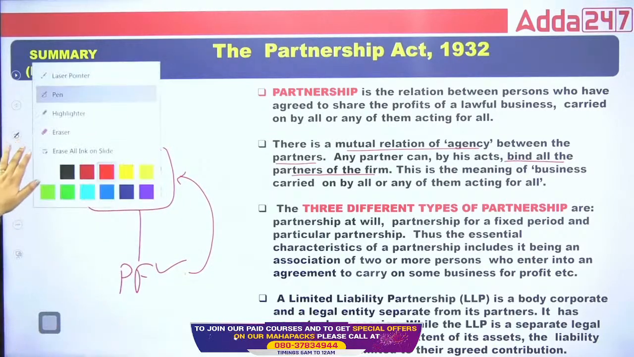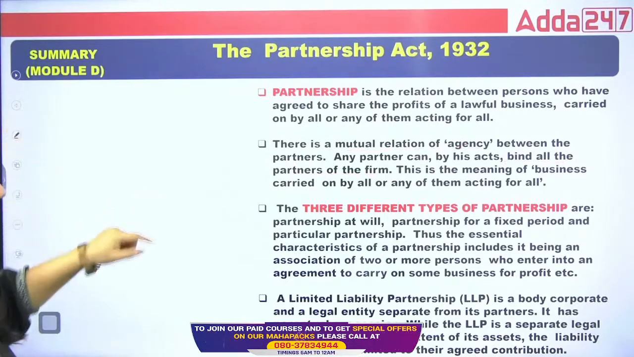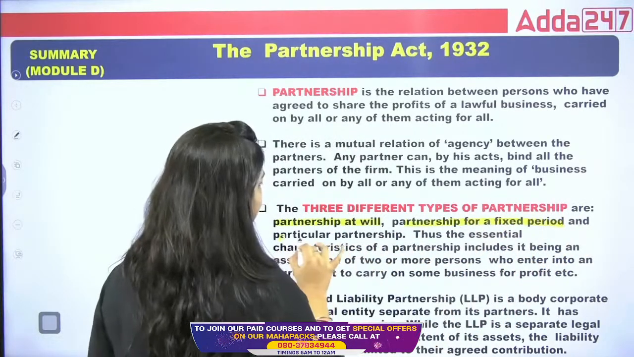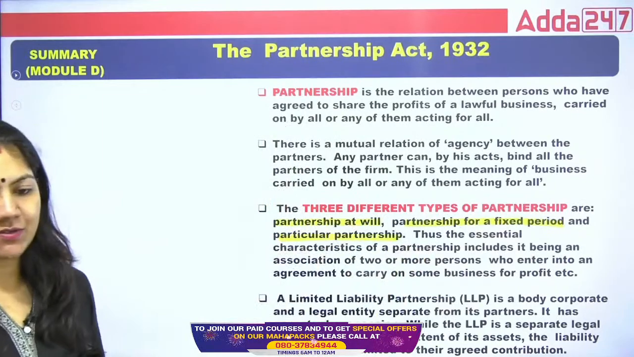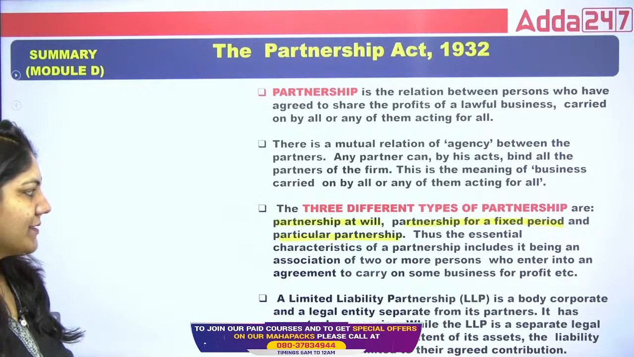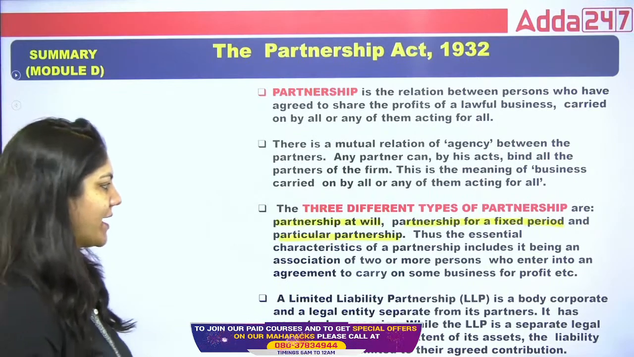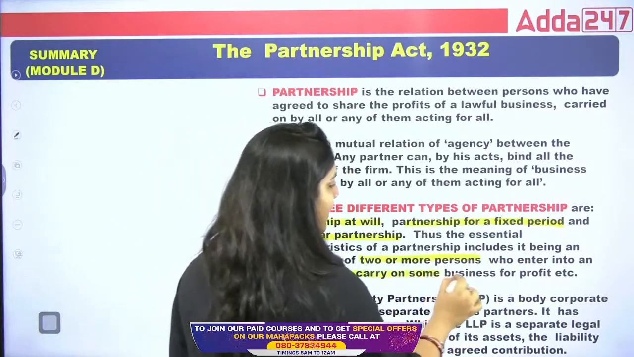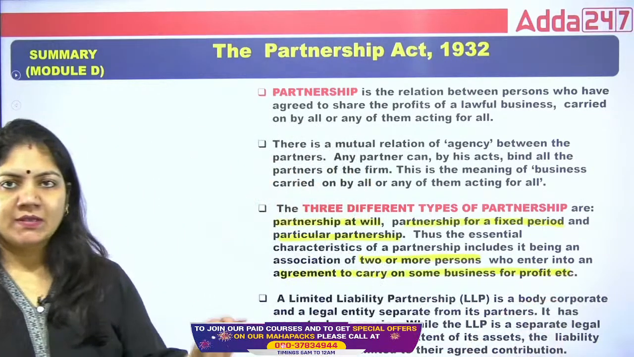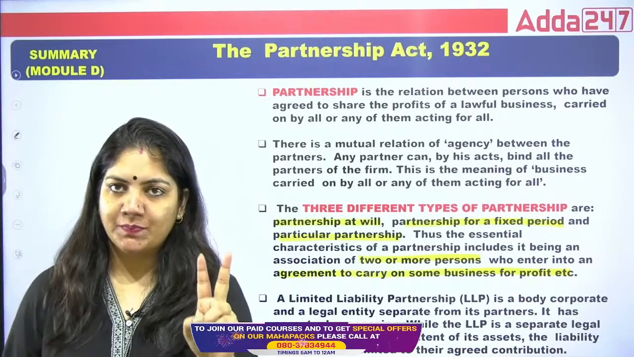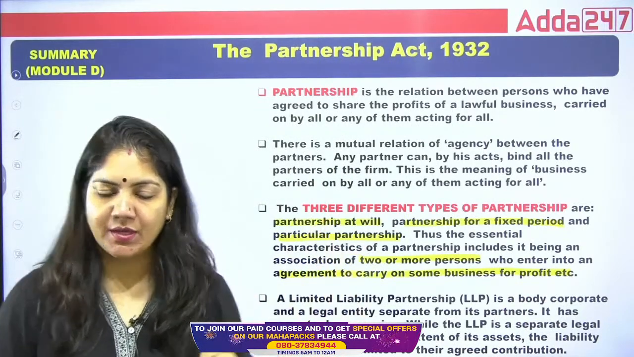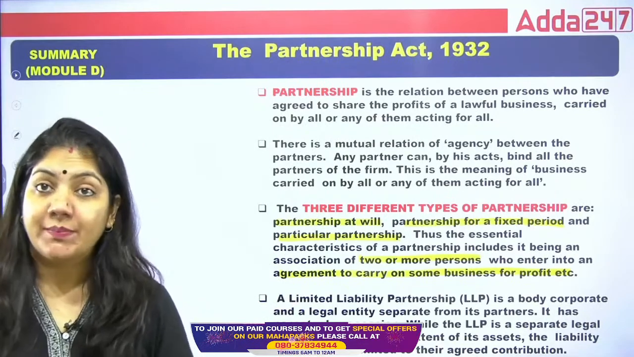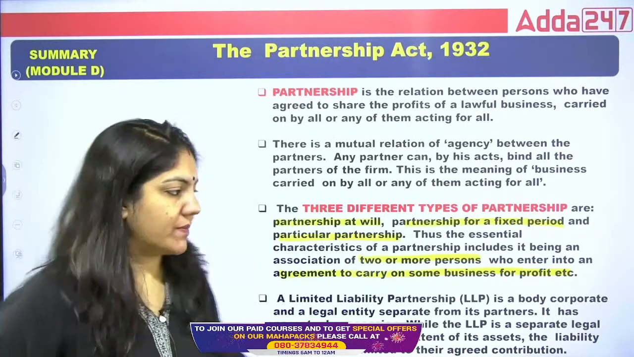Now, there are three types of partnership: partnership at will, partnership for a fixed period, and particular partnership. Three types of partnerships are there. The essential characteristics of partnership include its being an association of two or more persons who enter into an agreement to carry on some business for profit. It means the minimum number in a partnership is 2. The maximum is 50. Okay, and this number is written in your Company Act, not in the Partnership Act. So you have to remember this.